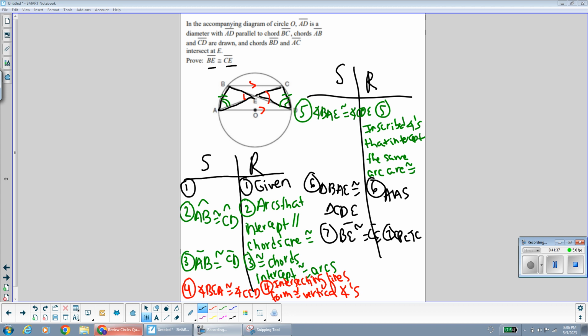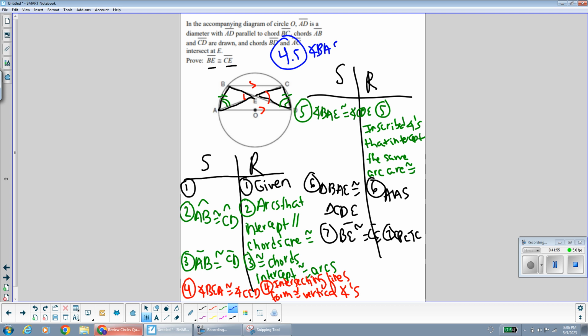And there we have it. Oh, I forgot a step. Technically, before I can use a theorem about inscribed angles, I should state that these two angles are inscribed angles. So I'm going to add that as step 4.5. I'm just going to add that.